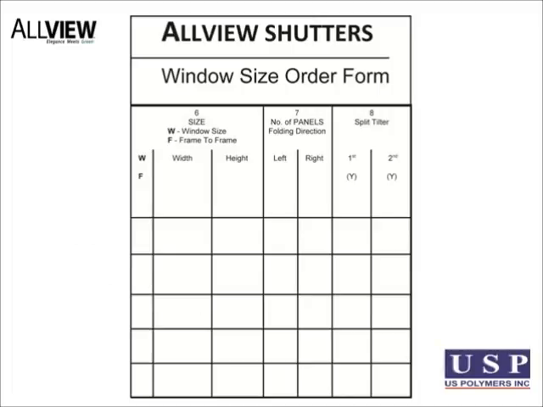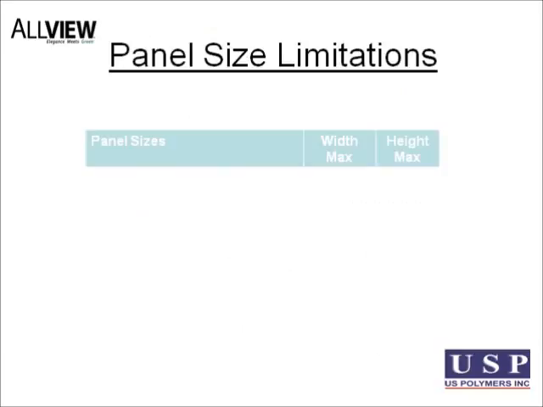Now let's return to our order form. We'll complete our measurement method as window size since this is a standard window. Let's record the width as 48 1/8 inch and the height as 64 inches. The next step is to specify the panel design for the shutter. Here you will need to choose the number of left and right fold panels, taking into consideration the panel size maximums. Let's review the panel size limitations.